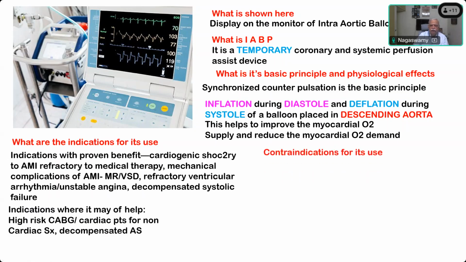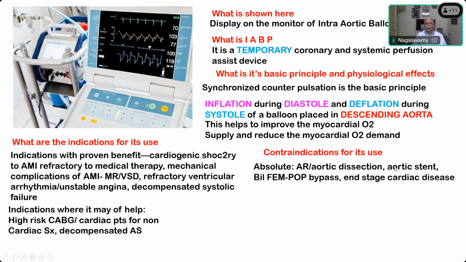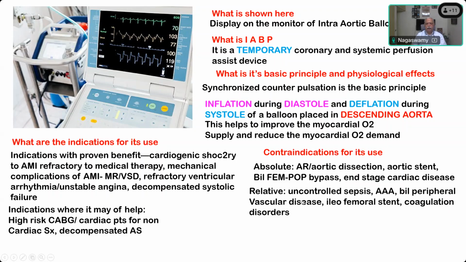What are the contraindications for its use? Sir, aortic aneurysm. Aortic dissection, aortic stent, bilateral femoropopliteal bypass, end-stage cardiac disease. Relative contraindications are uncontrolled sepsis, aortic arch aneurysm, peripheral vascular disease, iliofemoral stent, or coagulation disorder.